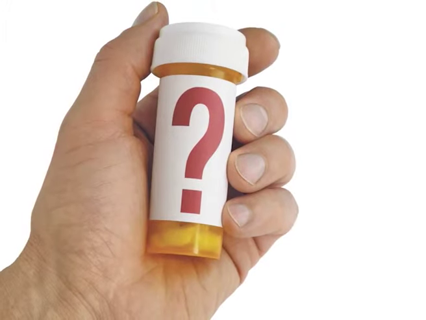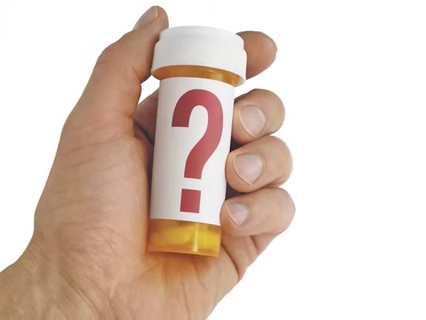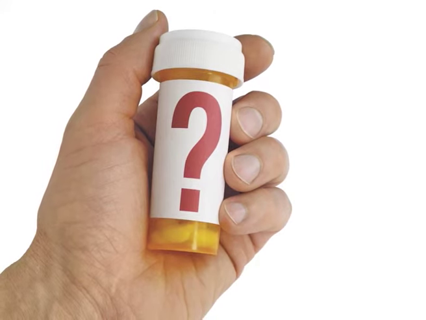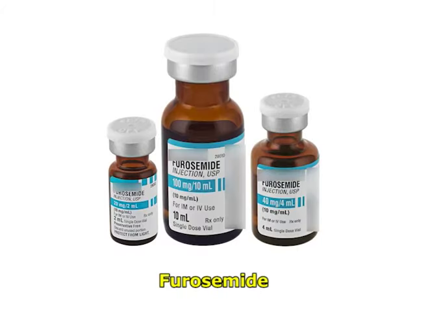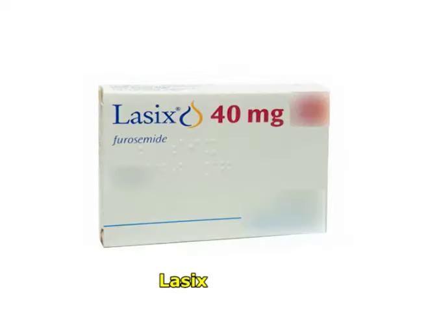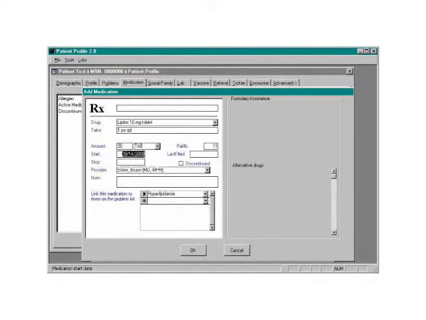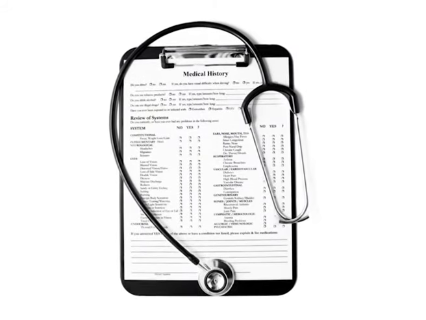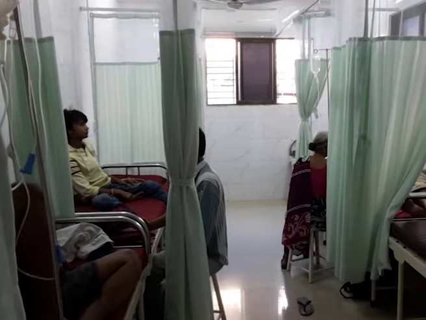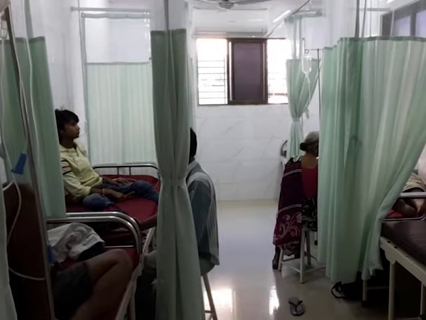Compounds need to be defined, how to be labeled, and that brand name referencing may be included on the label. Example, furosemide and generic for Lasix would be considered appropriate. Method of keeping prescription label record. The record required by this section may be recorded and retained in a readily retrievable manner, electronically or in written form. Hospital and personal care home medication labels.